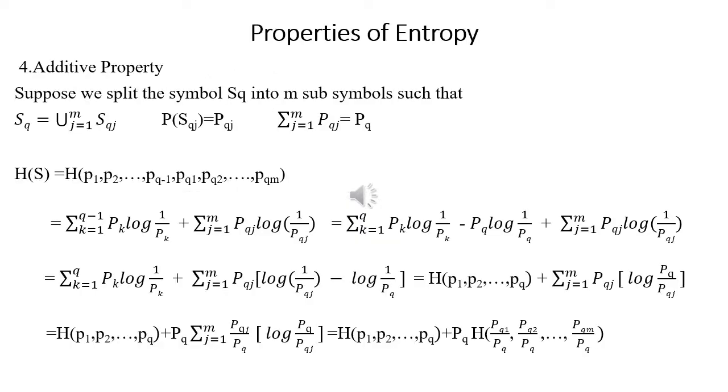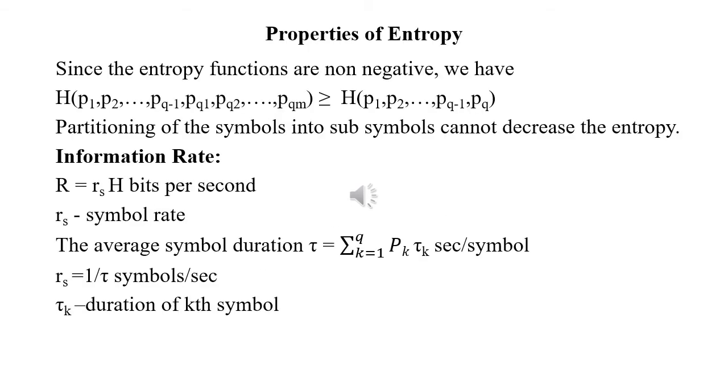Fourth one is additive property. Suppose you are splitting the symbol Sq into m subsymbols such that Sq equal to union of Sqj and P of Sqj equal to Pqj and summation Pqj equal to Pq. We will evaluate the expression for H of S. Simplifying the equation, we get H of P1, P2, up to P(q-1), Pq1, Pq2 up to Pqm will be greater than or equal to H of P1, P2, up to Pq. It means partitioning of the symbols into sub-symbols cannot decrease the entropy.